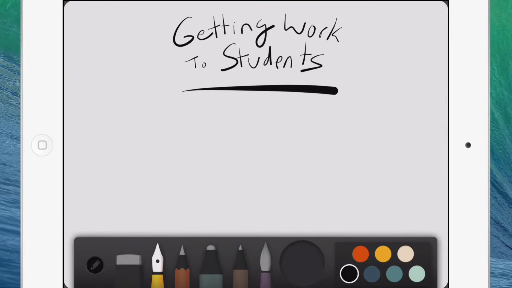All right, for this next section, I'm going to be talking about 3 key ways that we can get our work to our students and then subsequently get it back. And we're going to be focusing on distributing it outward, though. And there's really 3 main options for doing so.